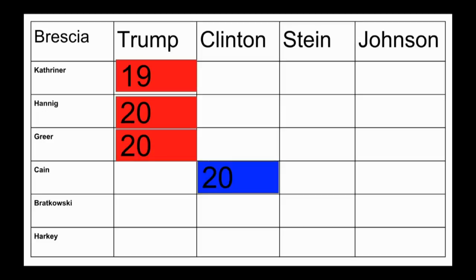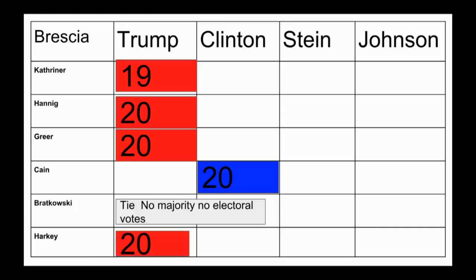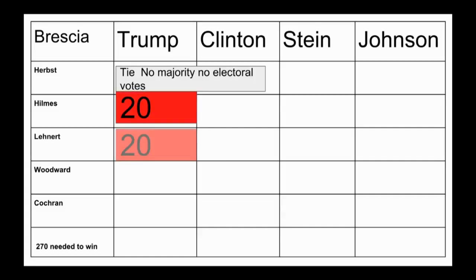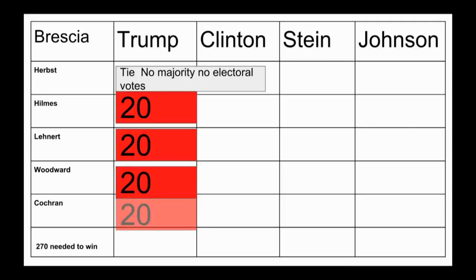Kane, 20 for Clinton. Verkowski, again, there was a tie in his advisement, so no electoral votes were awarded. And Harkey, 20. Our last set of advisements, Herbst. Third time, there was no majority, so no electoral votes. Hilmes, 20 for Trump. Leonard, 20 for Trump. Woodward, we had 20 go to Trump, and Ms. Cochran's class, we had 20 go to Trump.